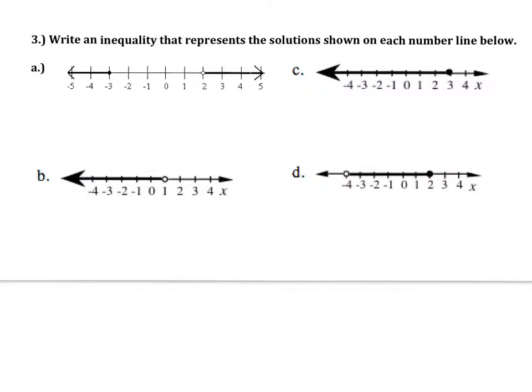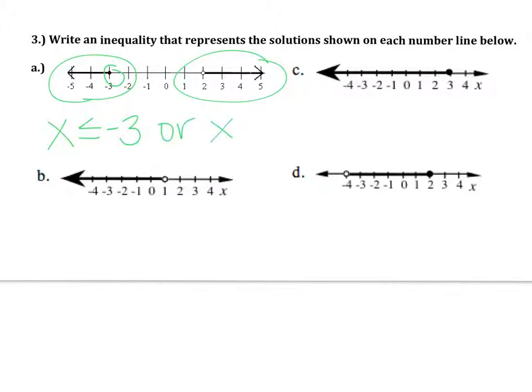In example 3, we are going to write an inequality that represents what's going on in the number line. In part A, we have this or relationship. They're going in opposite directions, so we're going to write them as two separate inequalities. So we have x is less than or equal to negative 3. It's less than or equal to because of that closed point. Or x is greater than 2, because it's an open point there.